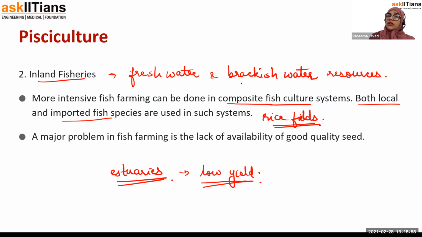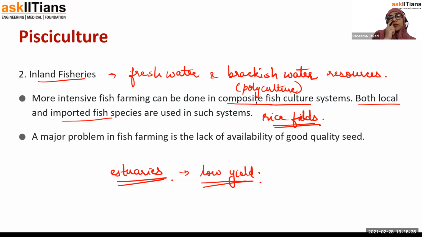It can also be known as polyculture. Polyculture and composite fish culture basically mean the same thing. Why is it advantageous? You can think, because we are saving the resources. Basically, multitasking. Usually we all want to multitask so that in less time we can complete more work. Composite fish culture also is such a type of multitask.